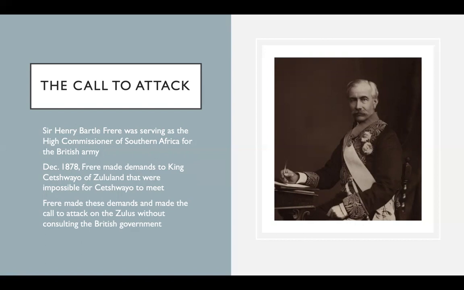However, in December of 1878, he made demands for King Katashweo that he knew the king would be unable to meet. These demands included the dismantling of the entire Zulu military system within 30 days. Because the king didn't meet the demands of Frere, he gave the order to invade Zululand. Frere made the demands impossible to satisfy because he needed a reason to invade Zululand. As we will see in the next slide, Katashweo wasn't someone the British wanted to mess with before.